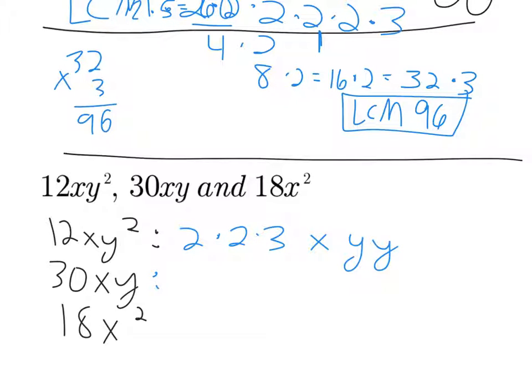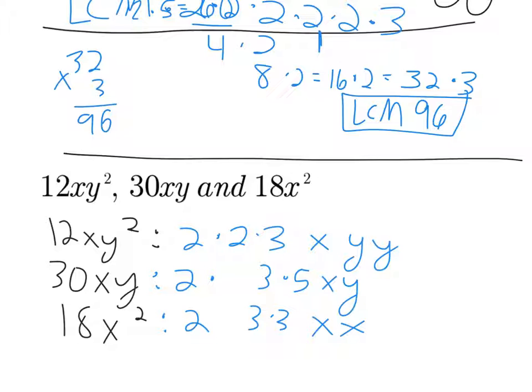30 is basically 2 times 15, and 15 is 3 times 5. So I want to make sure that these line up. So let me rewrite that a little bit and put the 5 over here. And then we have an x and a y, so I want to make those line up. And the last one we have is 18. So 18 is 2 and 9, so that's 2, 3, 3, and then we have 2 x's.